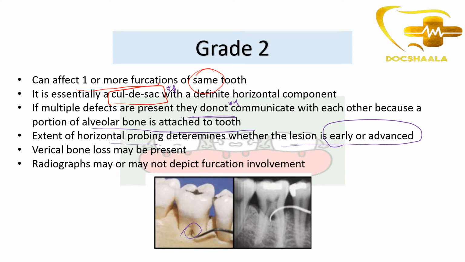Vertical bone loss may be present. Here you can see in the radiograph there is a vertical bone loss. Radiographs may or may not depict furcation involvement. In this radiograph we can easily see the furcation involvement, but it may or may not depict the furcation involvement.